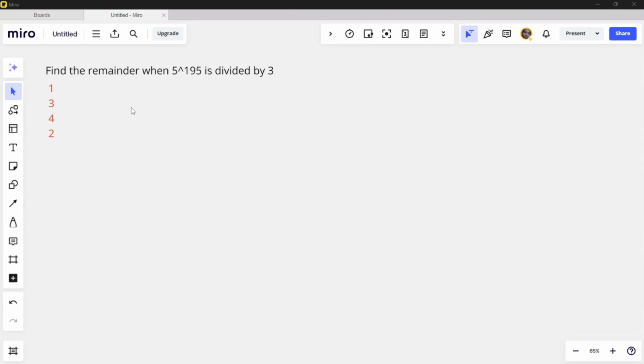Let me tell you, there is a concept of remainder cycle which is a subtopic of number system. Okay, so if you don't know the concept of remainder cycle, it would be a tough question for you. You will not be able to solve this because I will solve this by using the concept of remainder cycle. So it is recommended that you should know the concept first, and after that you should try to solve this question. Okay, so let's come to the question.